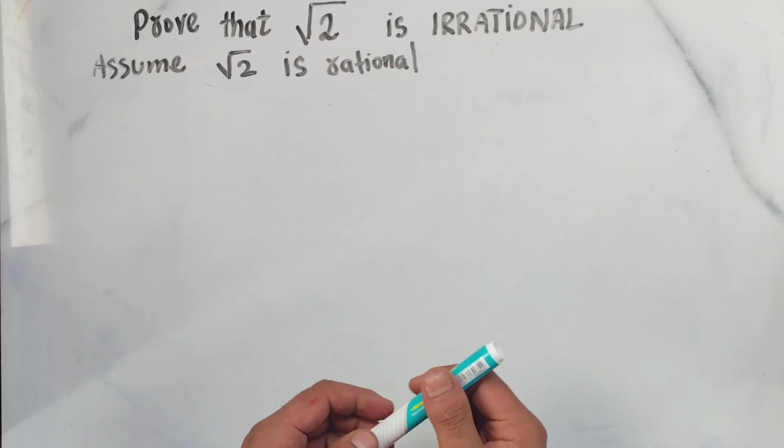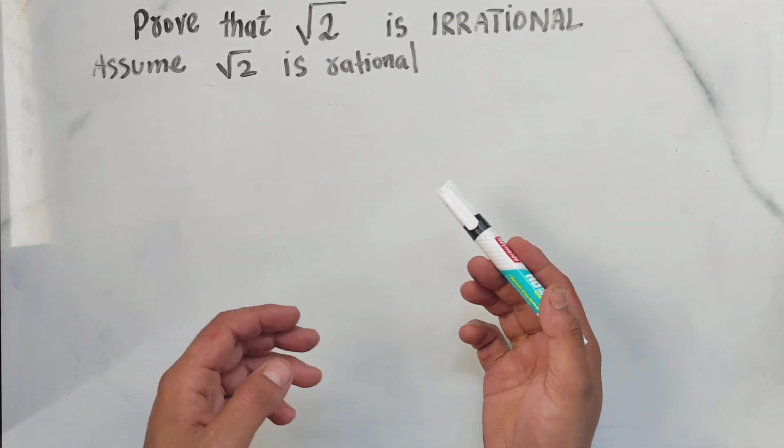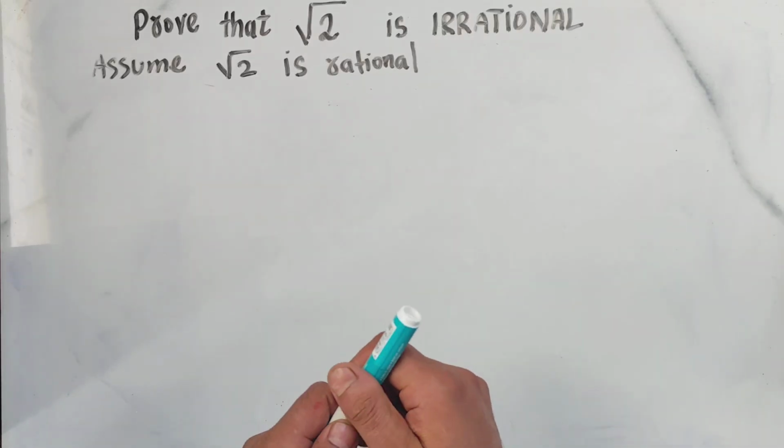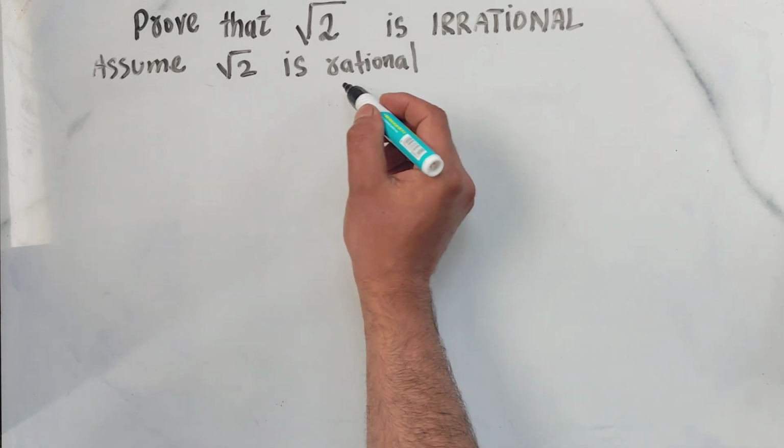How to prove that under root 2 is an irrational number. Okay, so we prove it by the method of contradiction. We assume that under root 2 is a rational number.